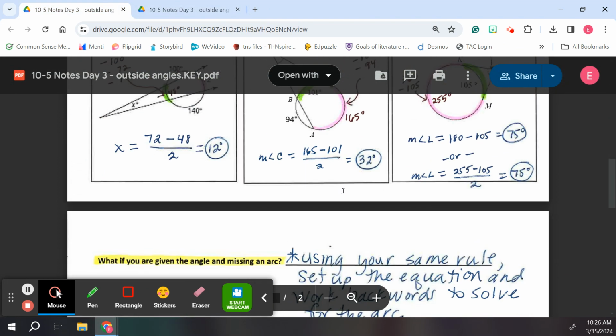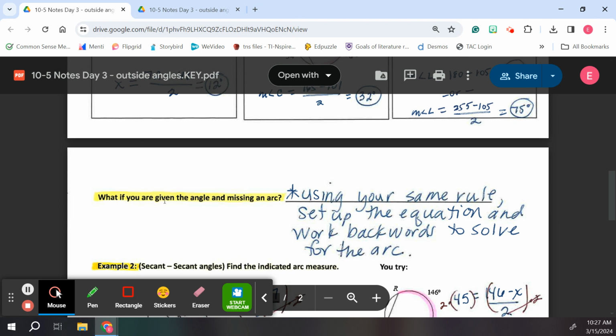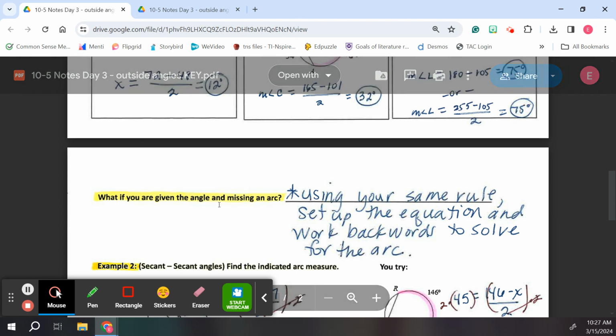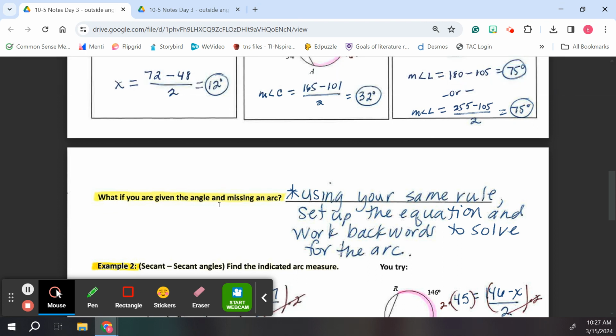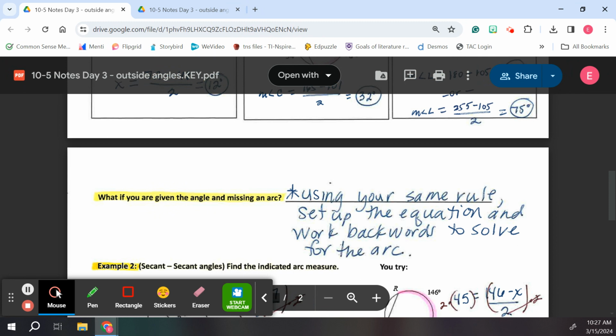Okay, so here's something you're going to write down. What if you're given the angle and missing an arc? You're going to use your same rule, set up the equation, and work backwards to solve for the arc. So why don't you write that down?